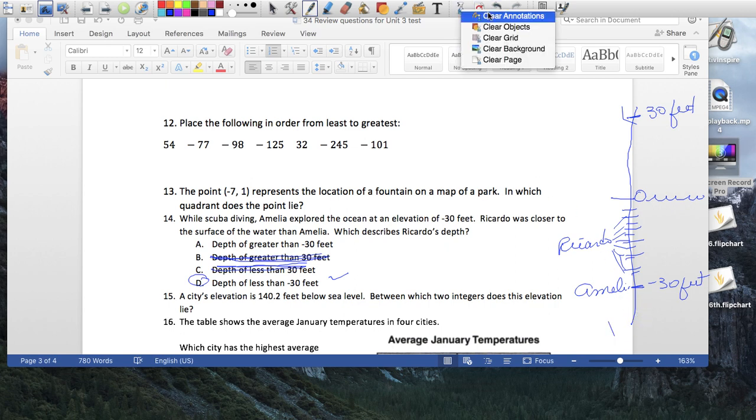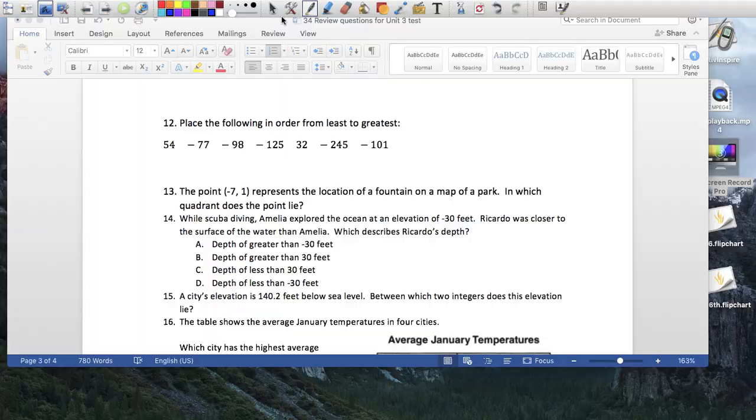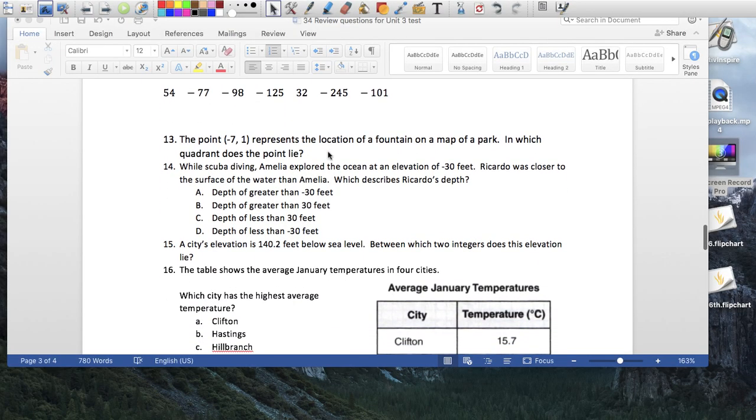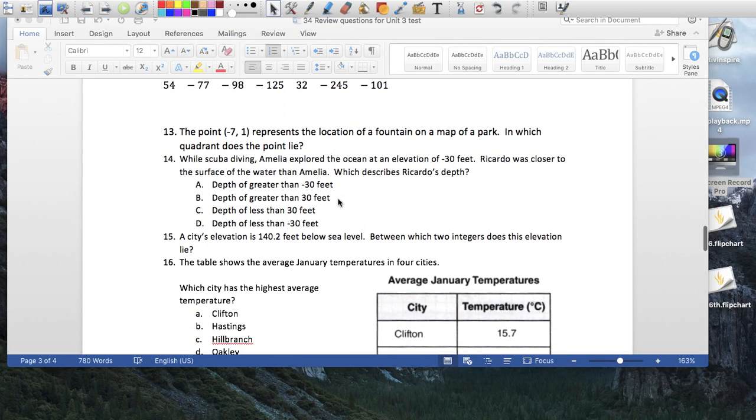Okay, and I can't say the word depth. Number 15, a city's elevation. So there's a city. Here's the below sea level. It's 100 feet below sea level. Which two integers is this elevation between? So 140.2. You have to be careful, first of all, with the answer here. A city's elevation is 140.2 below sea level. So first of all, the city is located here.